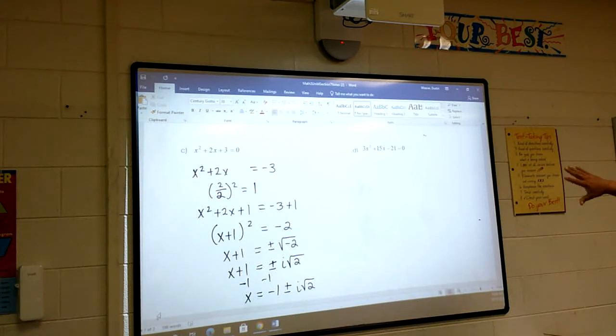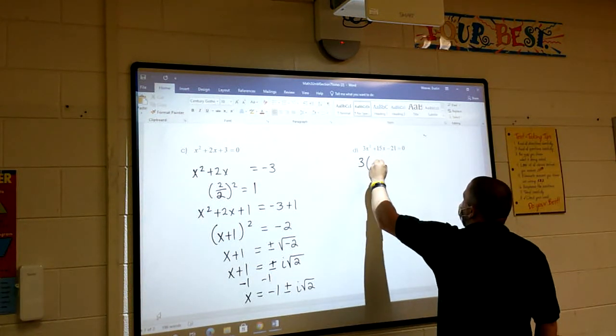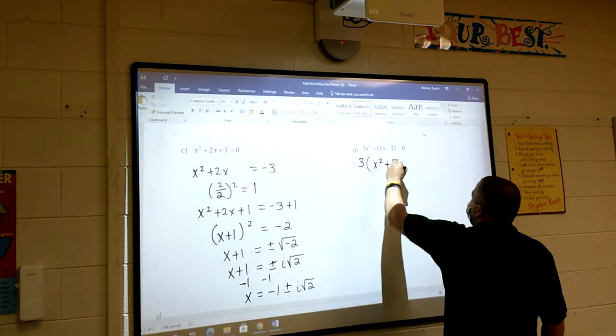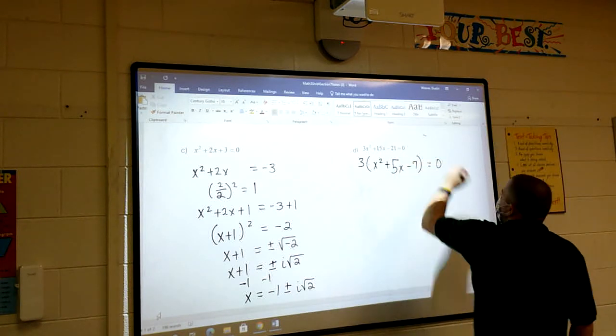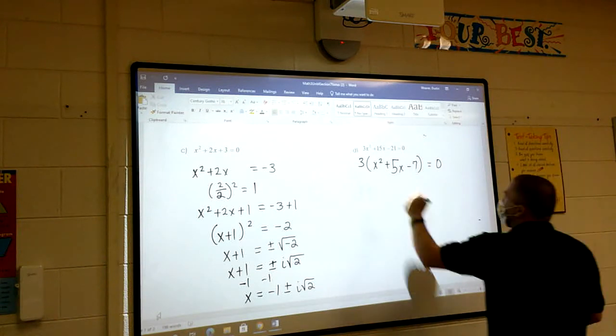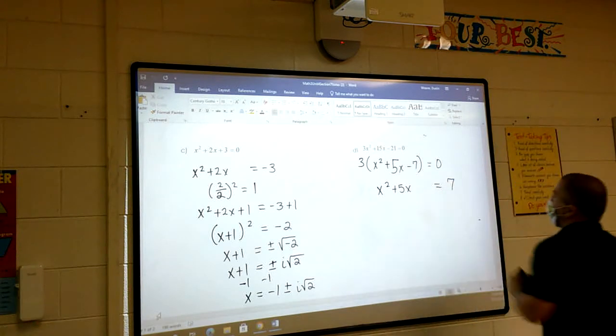D, the issue with D is to complete the square, you can't have a number in front of x squared. So the issue with D is that you have that number 3 in front of all of them, but they all divide evenly by 3, so that's good. So you take the 3 out, and you have x squared plus 5x minus 7. And at that point, we can act like the 3 is not there anymore, and we can say x squared plus 5x equals a positive 7.